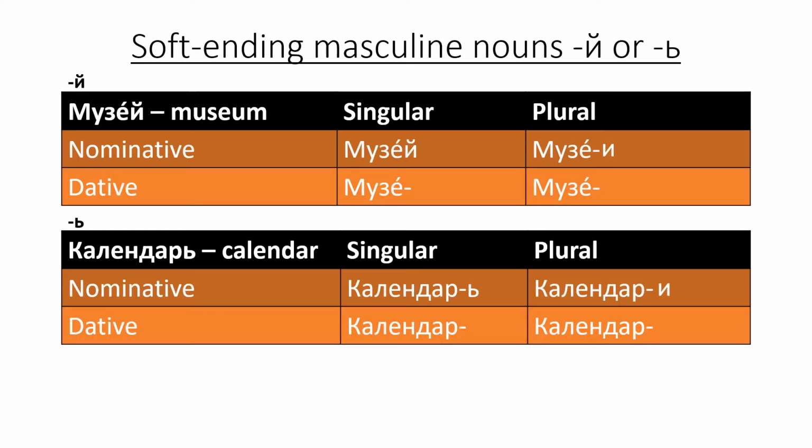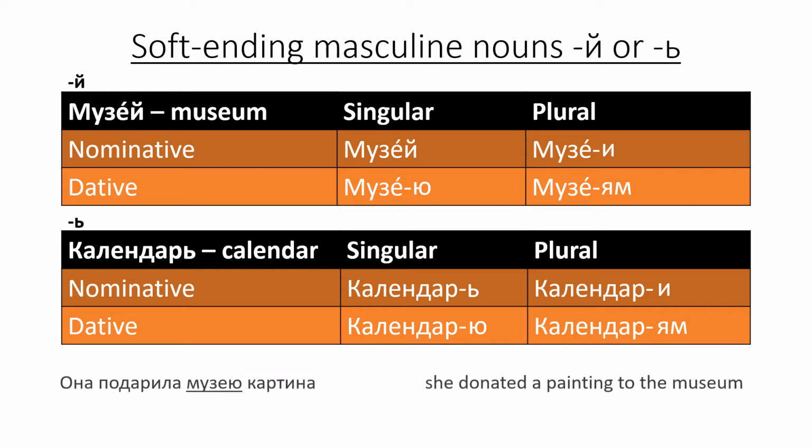Soft-ending masculine nouns in Russian, that is, nouns ending in й or a soft sign, will take softer endings in the dative. So instead of -у and -ам, as we saw in the previous slide, we'll have -ю and -ям. So музей becomes музею, and in the plural, музеи becomes музеям. Similarly, календарь will become календарю, and in the plural, календари will become календарям. Now let's look at some examples.